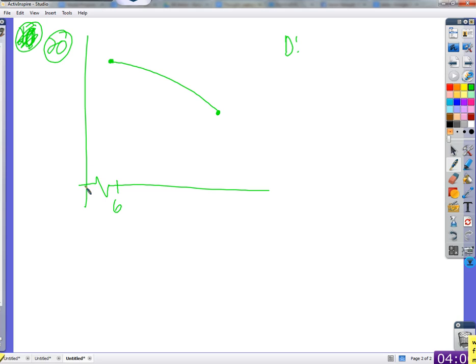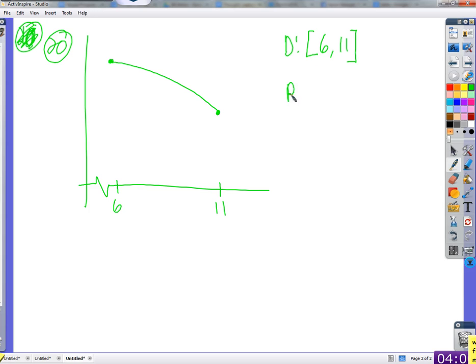So where does the domain start? At 6. And where does it end? At 11. Any input between 6 and 11, including 6 and 11, is a valid input. If I go to 12, it's not valid because there's no graph. There's no output. But for all the inputs that have outputs, that's your domain. So your domain, you can say 6 to 11. This is interval notation, where we go from 6 to 11, and these square brackets mean at 6 and at 11. Sometimes you'll go up to 6, get close to 6, but you won't include 6, so we'd use parentheses in that case.